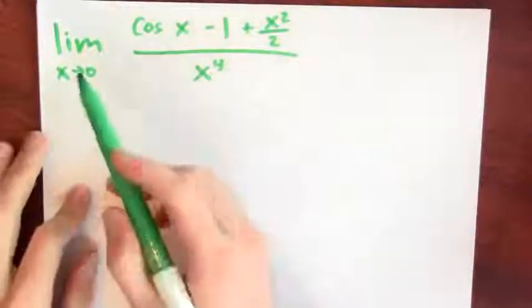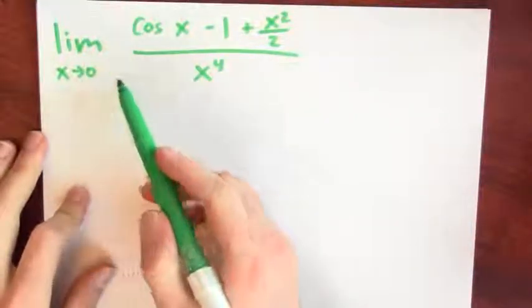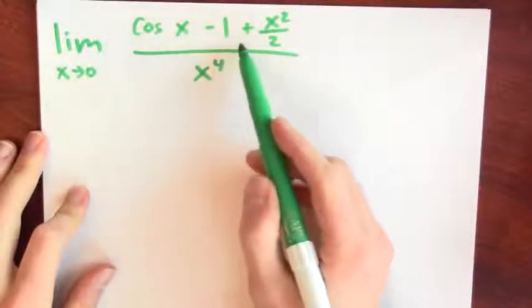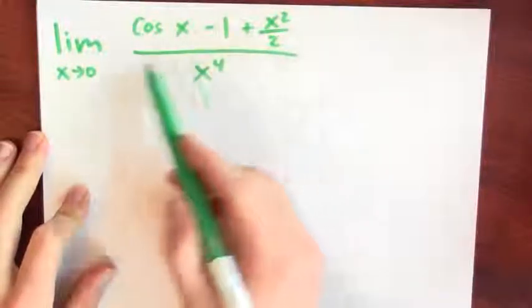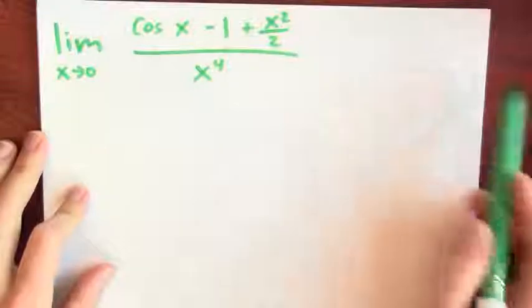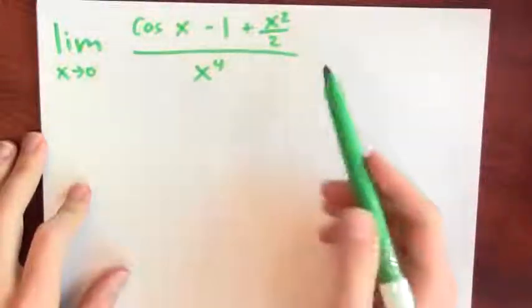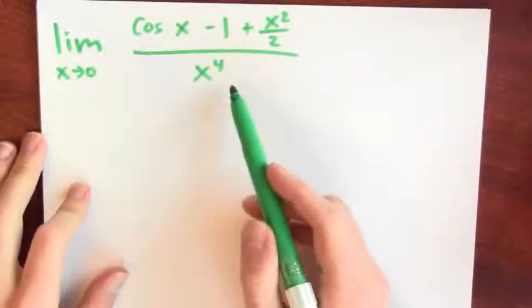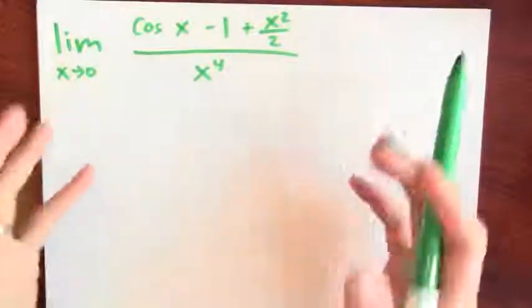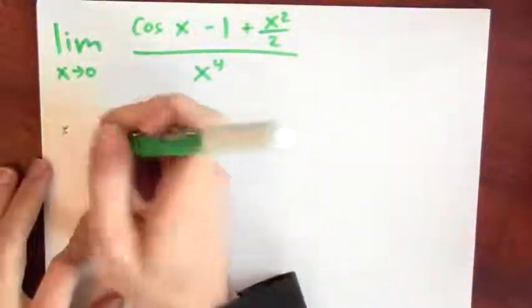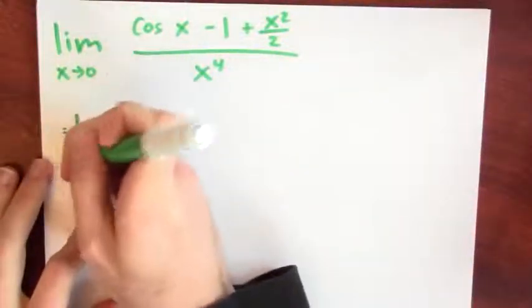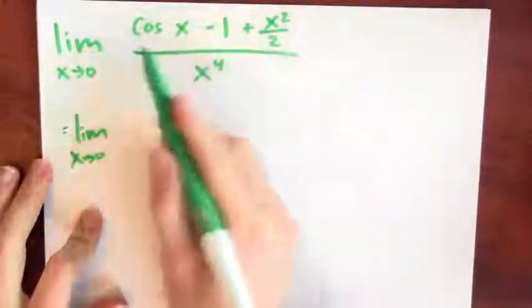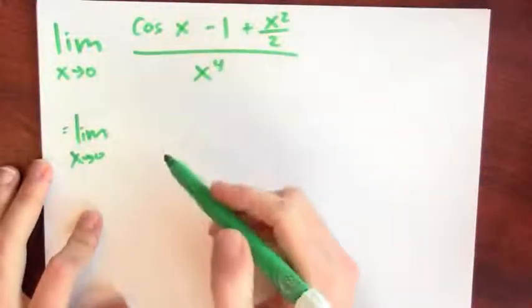Let's try to use L'Hopital's rule in a much trickier context. So here's an example. Let's compute the limit as x approaches 0 of cosine x minus 1 plus x squared over 2, all over x to the 4th. Now, the limit of the numerator is 0 and the limit of the denominator is 0. So this is the sort of situation where we could apply L'Hopital. So let's do it. What does L'Hopital tell us? Well, L'Hopital tells us to consider the derivative of the numerator divided by the derivative of the denominator.